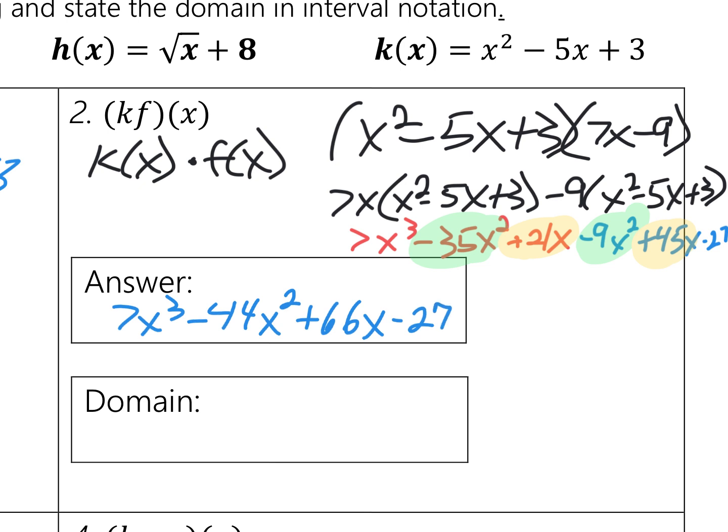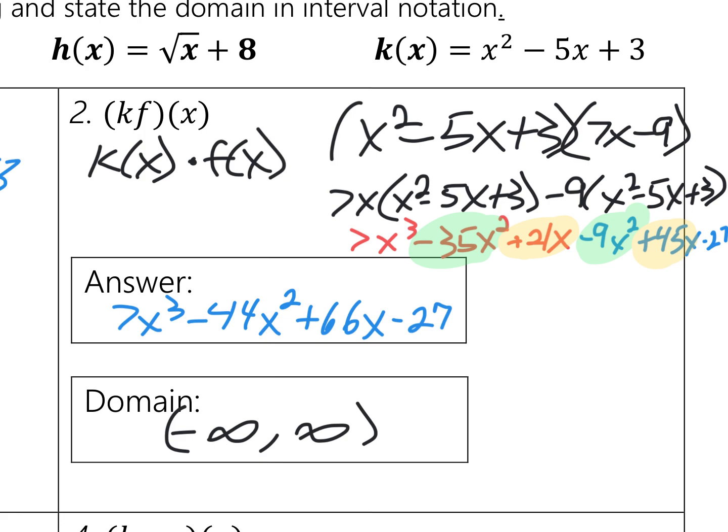And then again, when we consider the domain restriction, what are the values that we are not able to plug in? Well, in this one, there's no restrictions because you can cube anything, you can square anything, any of that is fine. So this is going to be all real numbers. But when we write that in interval notation, we would put negative infinity to positive infinity with our parentheses. Okay? All right.